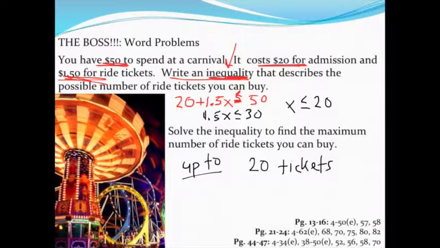Because remember, we're working with an inequality up here. We don't have to buy 20 tickets. We can buy up to 20 tickets. Or some people say we can buy a maximum of 20 tickets, or at most 20 tickets. But just make sure you include something like that in your explanation to make sure your answer is clear.